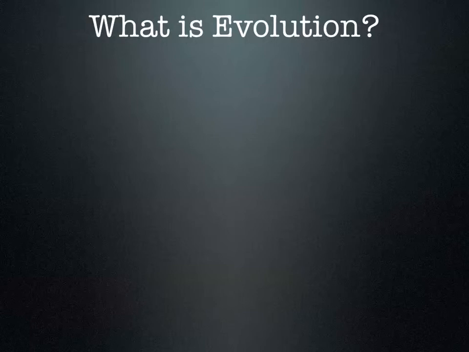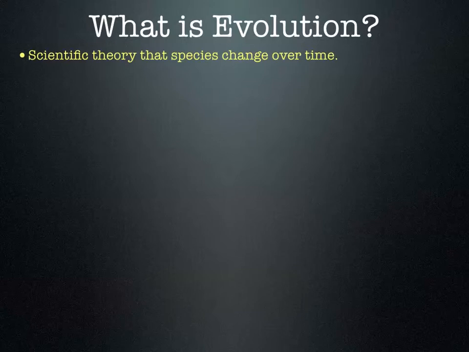So let's just start with the definition. What does evolution mean? Anybody have an idea that you can give me? Sure? The change of something over time. Yeah, that's exactly the definition we're going to use: evolution is a change in a species over time. Okay, so the theory that species can change over time.